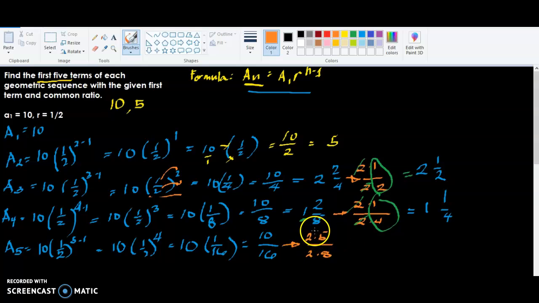Correct? Yan. Ganun lang mag-simplify. So since wala na nga ito dahil pareho naman sila, we're down with 5 over 8. And that is the simplest form for this number. So our fifth term is 5 over 8. Okay? Bawal, ayaw nyo gumamit ng calculator. O, ito siya. This is easier, especially if you are familiar with fractions.